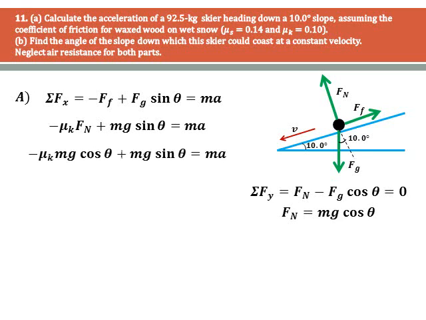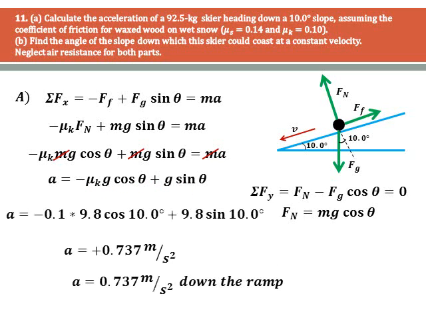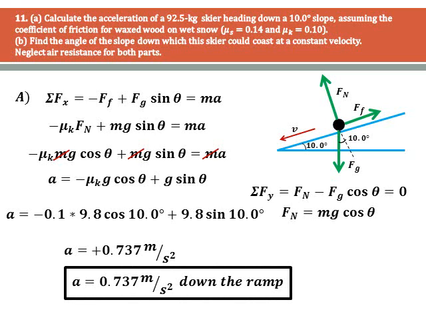Plug that in, and again you should notice that mass cancels out of each one of these. So acceleration is going to be negative coefficient of kinetic friction times gravity times cosine of the angle plus gravity times sine of the angle. Plug those numbers in, and our acceleration is going to be positive 0.737 meters per second squared. At the beginning of the problem, we said that down the hill was positive, so because it's positive, this is going to be down the hill as well.